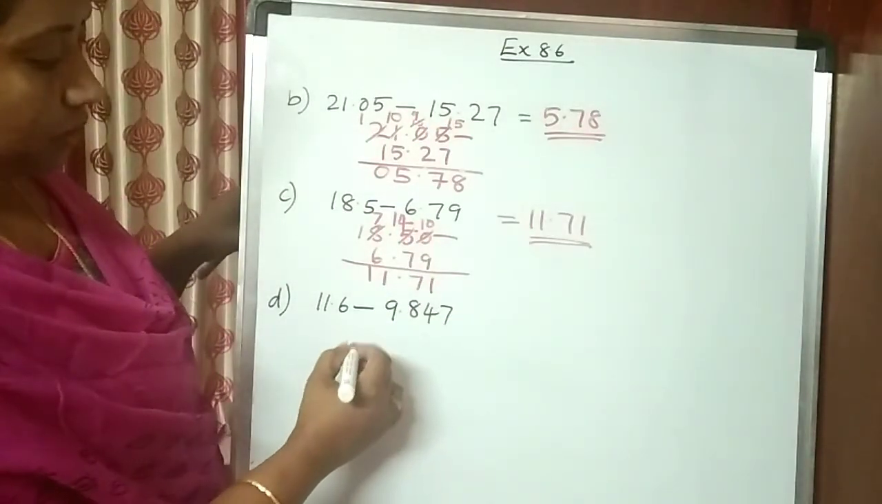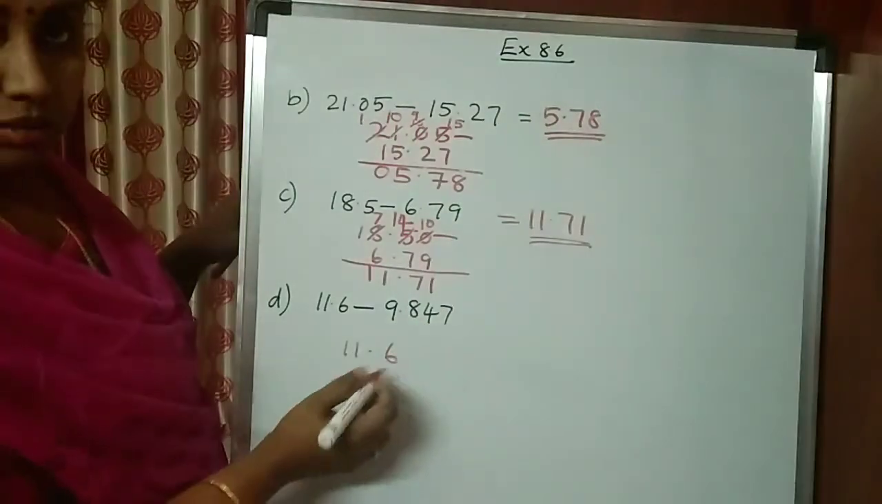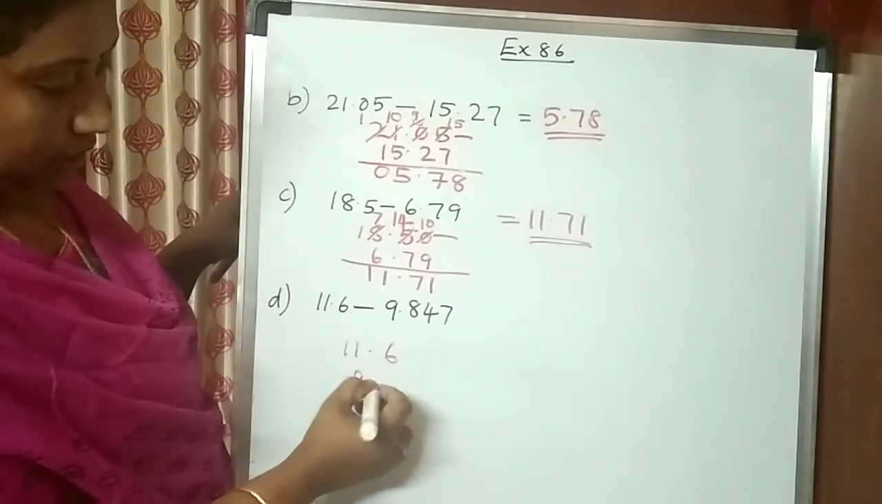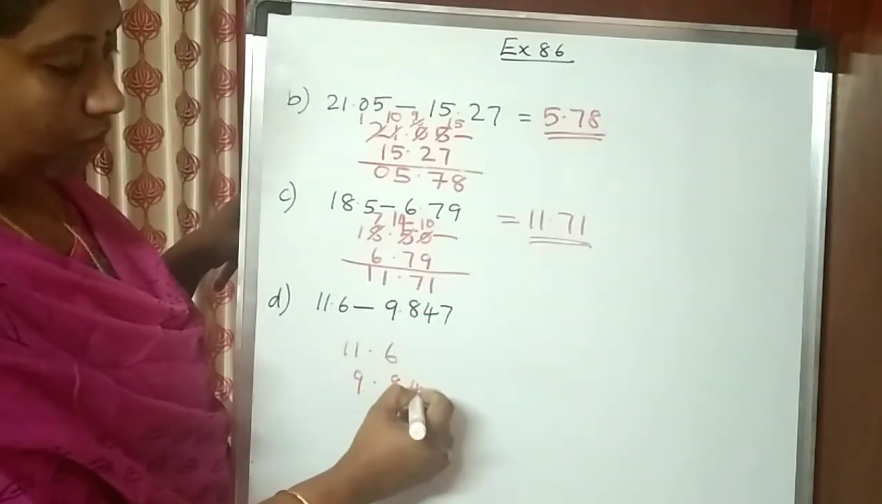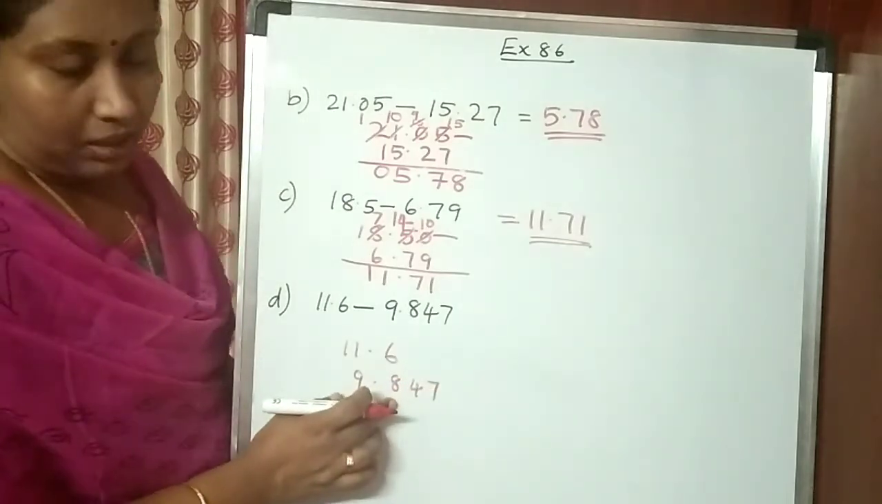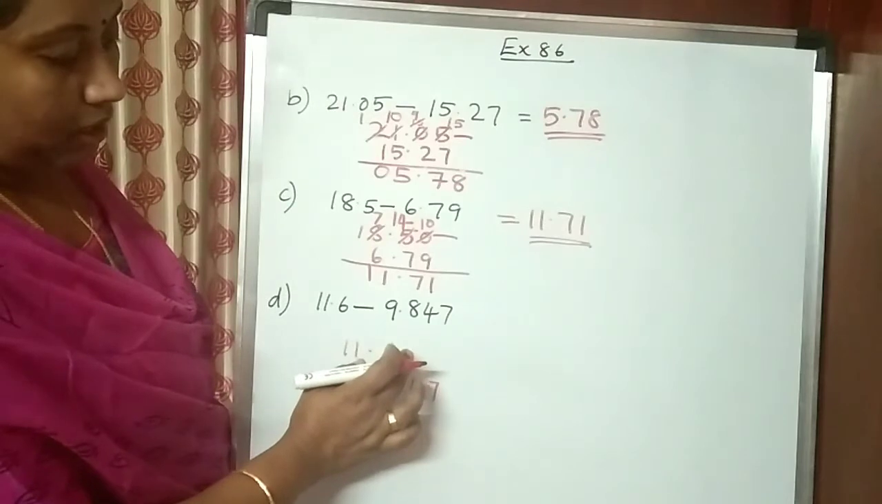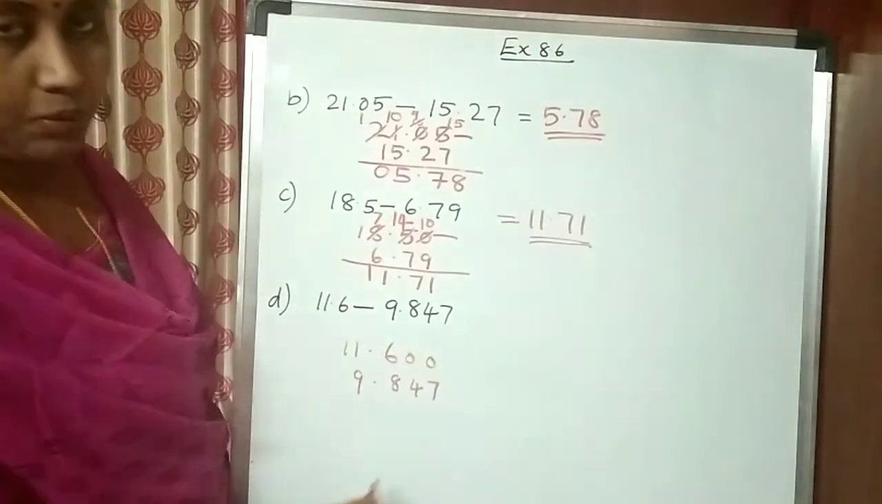Then your last question, that is 11.6 minus 9.847. First you write 11.6. Then 9 point, which is the whole number part here, 9. So you write 9 here. Then dot 847. 1 by 10th place, 1 by 100th place, 1 by 1000th place. But here there is only 1 by 10th place, so you simply put 2 zeros.